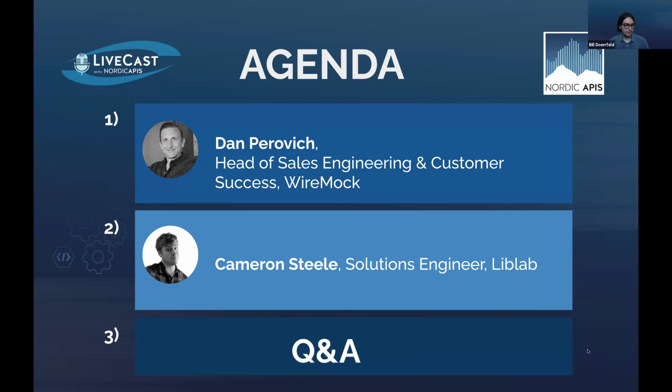So today, we're going to explore how to do that. We've brought in an expert in each area to demonstrate one part of this whole process. First, we'll feature Dan Perovich, Head of Sales Engineering and Customer Success at WireMock, for a walkthrough on API prototyping. Next, Cameron Steele, Solutions Engineer at Liblab, will demonstrate how to take this artifact and generate helpful software development kits, or SDKs. After that, we'll open things up for a Q&A.